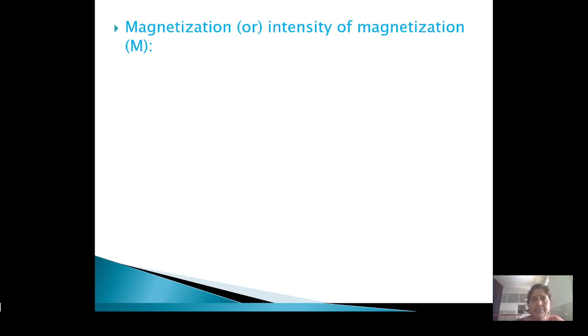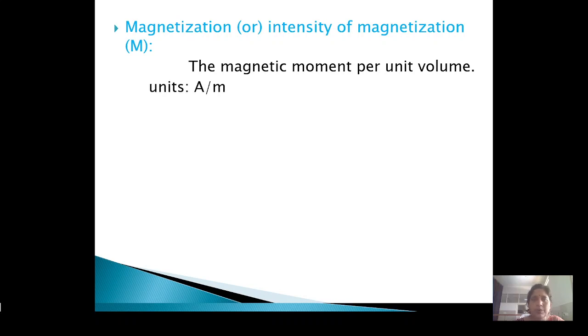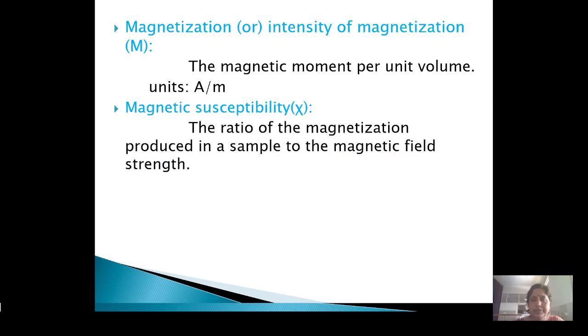Magnetization or intensity of magnetization. The magnetic moment per unit volume is the magnetization or magnetic intensity. Units: ampere per meter. Magnetic susceptibility: the ratio of the magnetization produced in a sample to the magnetic field strength is called the susceptibility. Chi is equal to M by H.